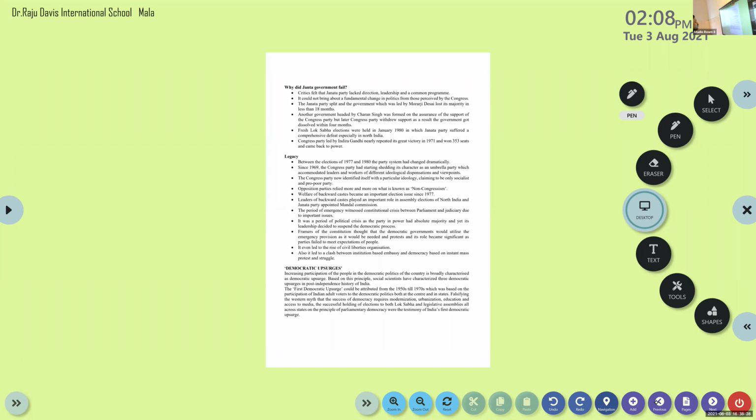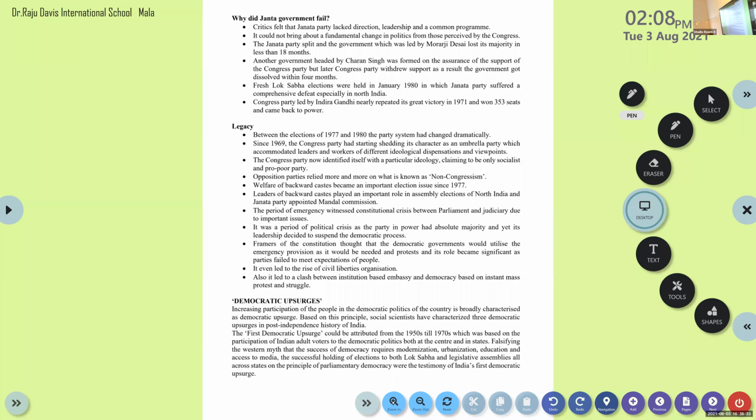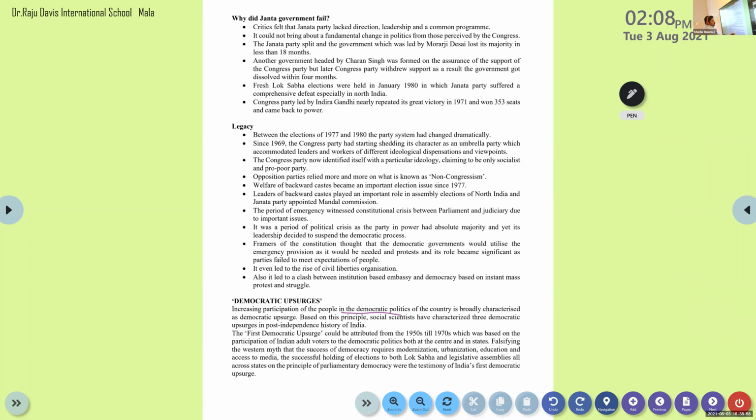Underline that. What is the meaning of the term democratic upsurge? Increasing participation of the people in the democratic politics, elections, election related activities, contesting in elections. All such activities are basically termed as democratic upsurge. Underline. So what is democratic upsurge? One mark answer: increasing participation of the people in the democratic politics of the country is broadly characterized as democratic upsurge.